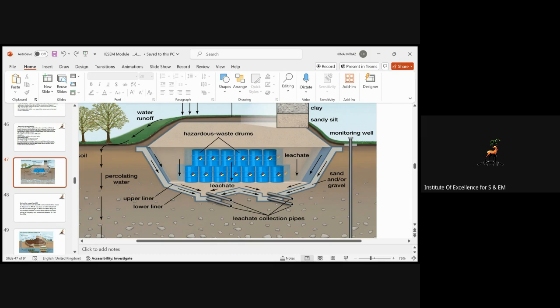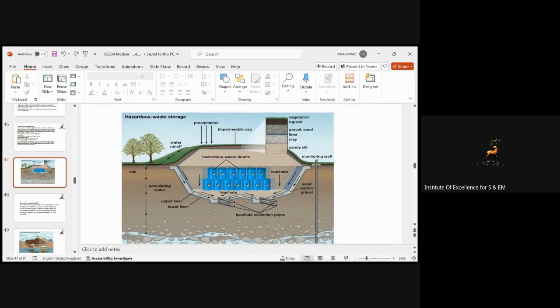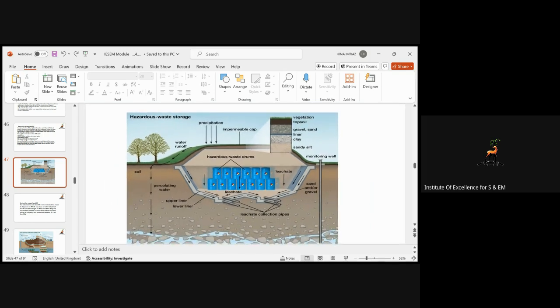But again, the capping is one of the important factors, in which when you finish all the process, you will cap the landfill, which is very important, because the capping will basically save the vegetation from contamination.